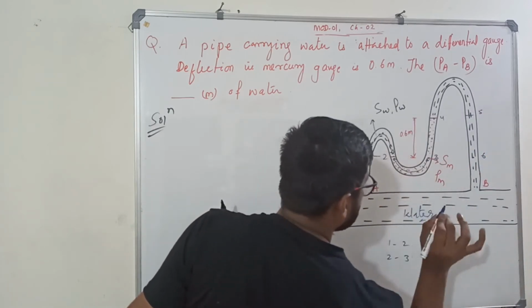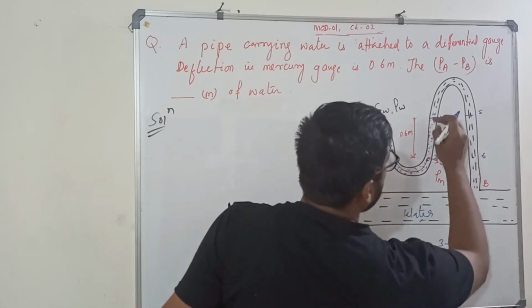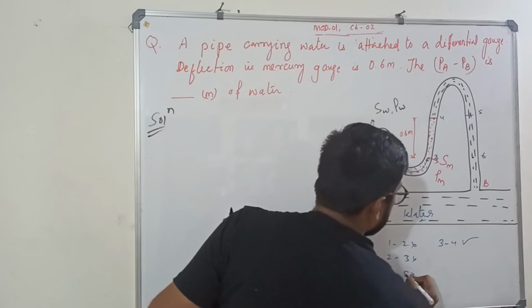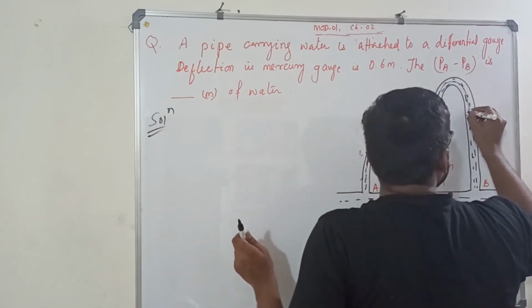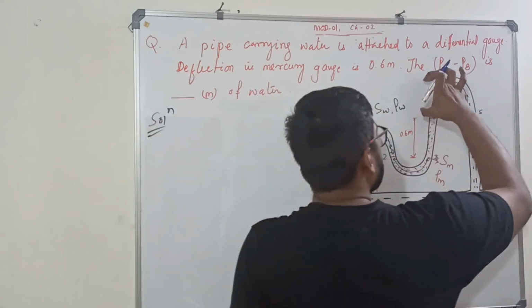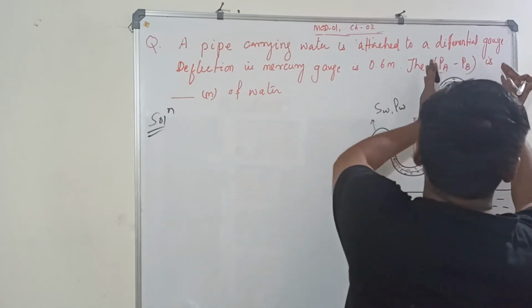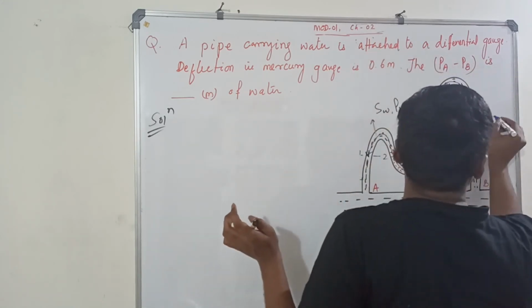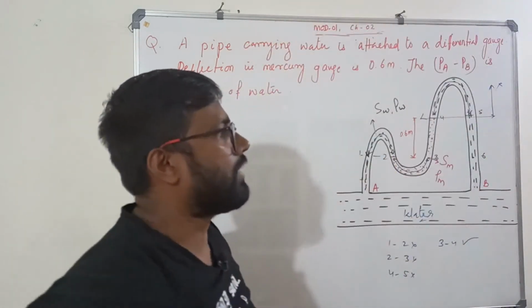2 to 3 cancel. 3 to 4 yes. Now 4 to 5 cancel. Why does 4 to 5 cancel? Again, it is the pressure of a continuous uniform mass of uniform fluid. So the pressure head here and the pressure head here are the same. So the left limb and right limb pressures cancel out each other. So the pressure on top of this cancels. Okay, so 4 to 5 is also over.